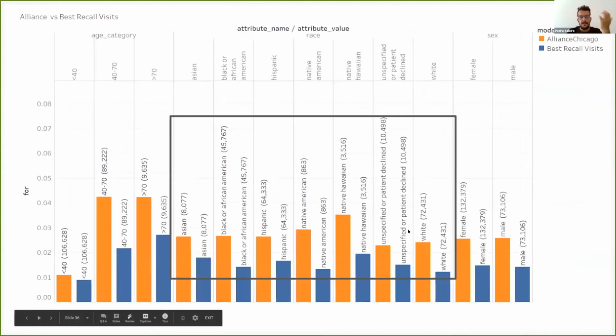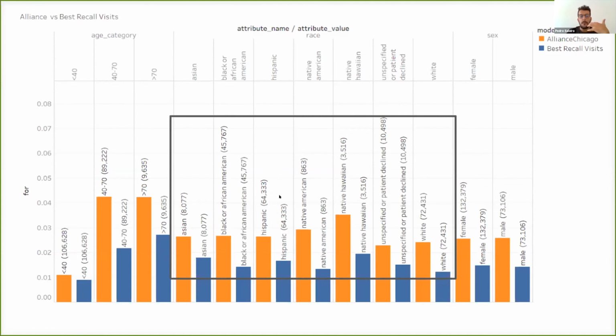So here we have the model with the highest recall, so the model with the highest performance, and we are comparing, this is the orange one, and we are comparing with the blue one, which is the baseline human based on the doctor's decision process.